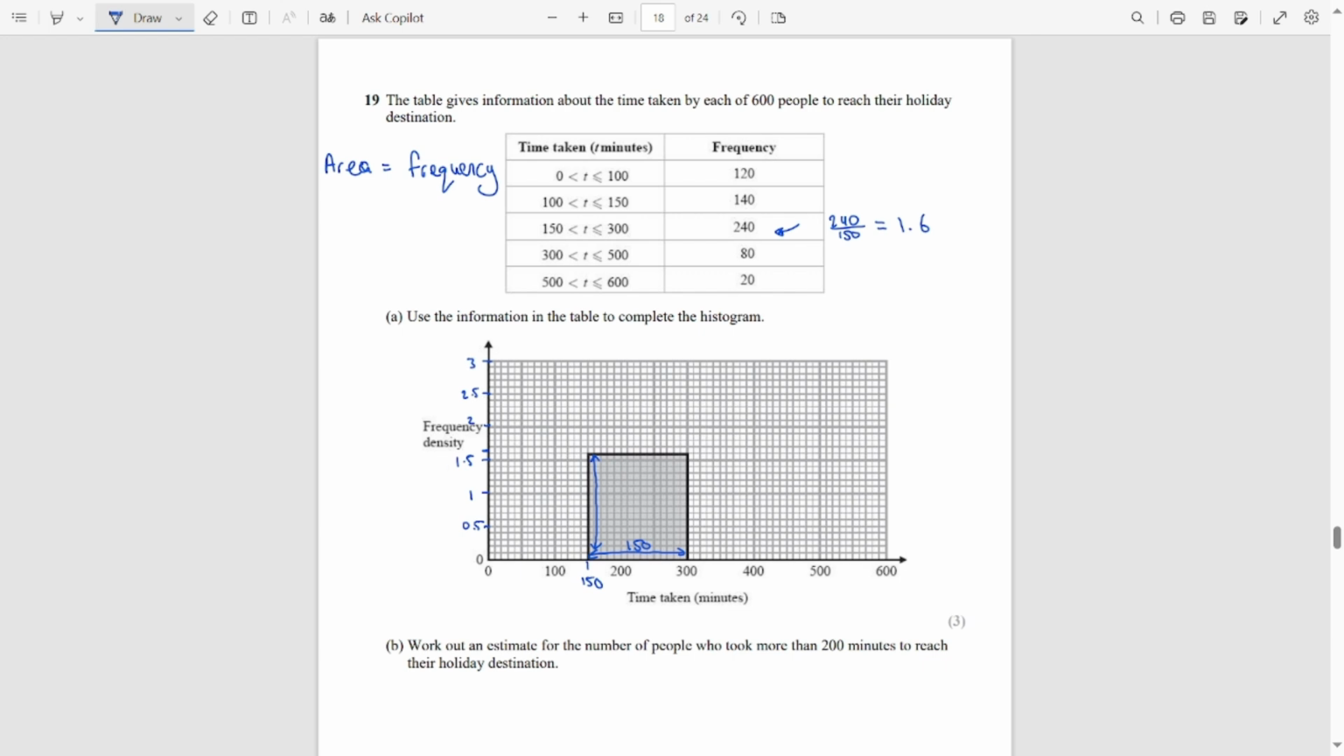Now I need to go ahead and draw in the rest of the graph. Again, the area needs to be equal to the frequency, so I need to work out the height of all of these bars. I'm going to do 120 and divide that by the width of the bar, which in this case is 100. And so that's 1.2. So between 0 and 100, we need a height of 1.2, which is there.